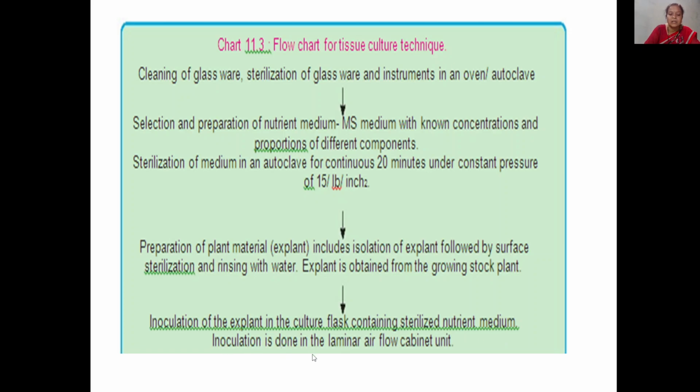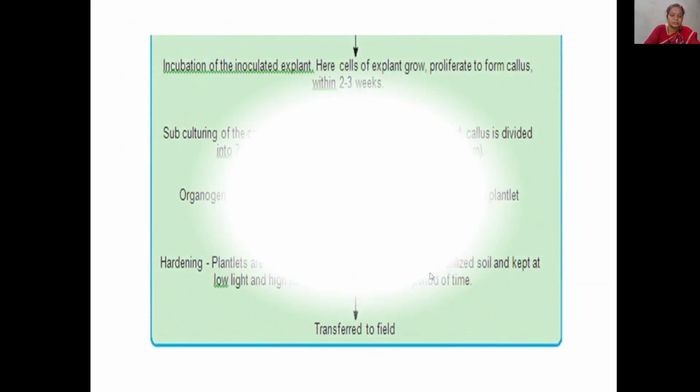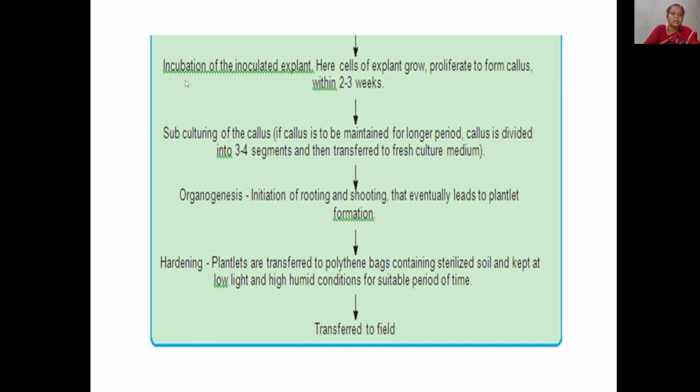Inoculation is done in the laminar airflow cabinet unit. Next step is incubation of the inoculated explant. Here, cells of the explant grow and proliferate to form callus within 2-3 weeks. Next step is subculturing of the callus.